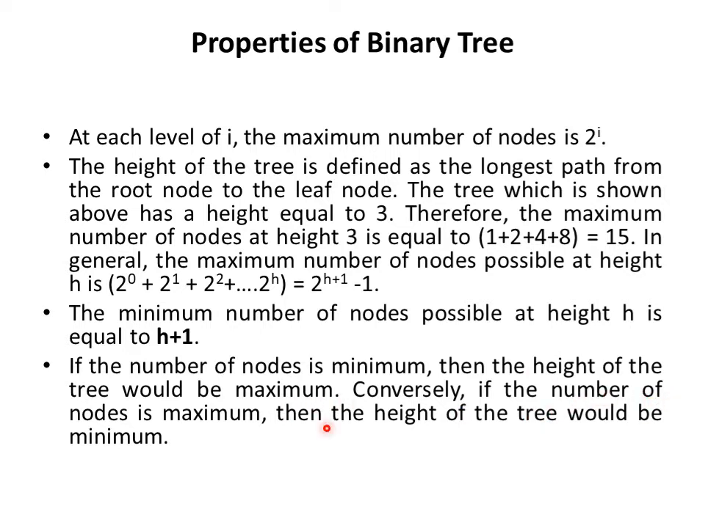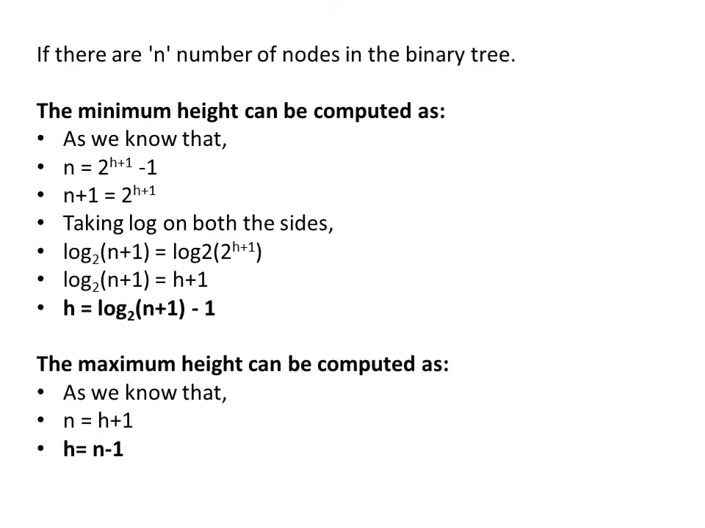Conversely, if the number of nodes is maximum, then the height of the tree could be the minimum. Here you can see, if there are n nodes in the binary tree, the minimum height can be computed as follows: n equals 2 to the power of h plus 1 minus 1, and n plus 1 equals 2 to the power of h plus 1.